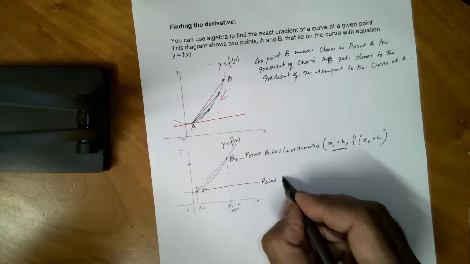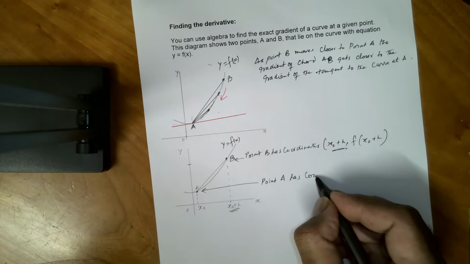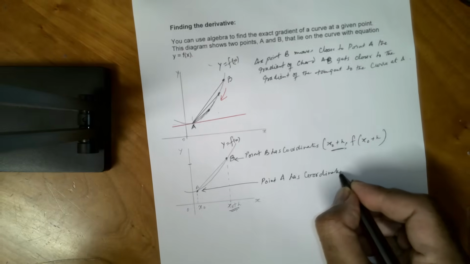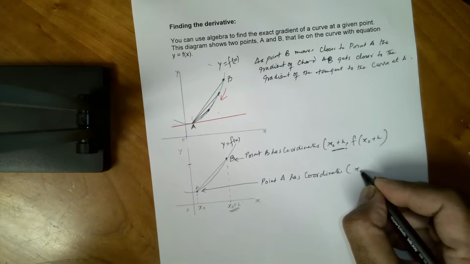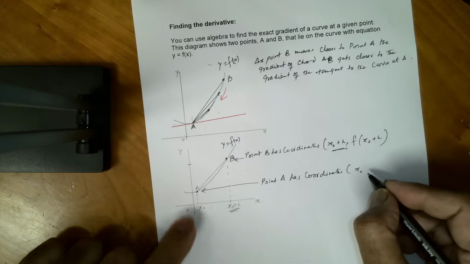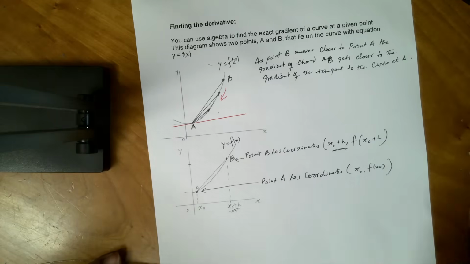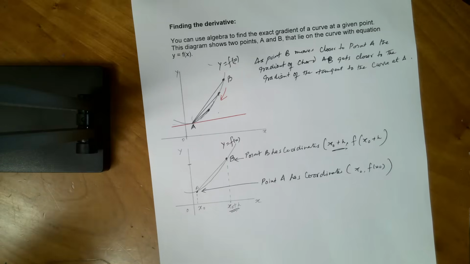Point A has coordinates, so that is your xo here. Okay, and then you got x. Just to note here that h represents a small change in value.